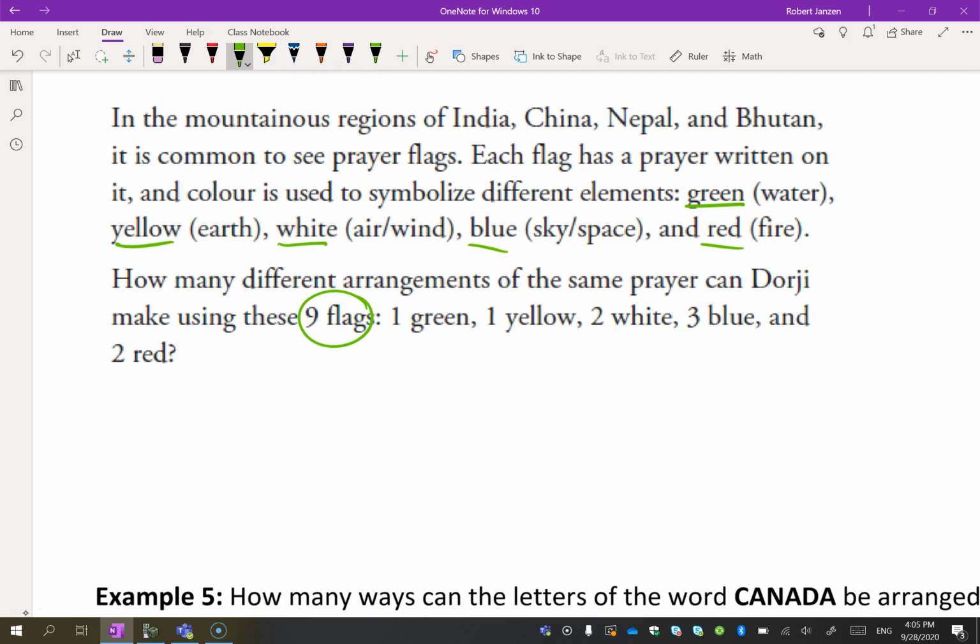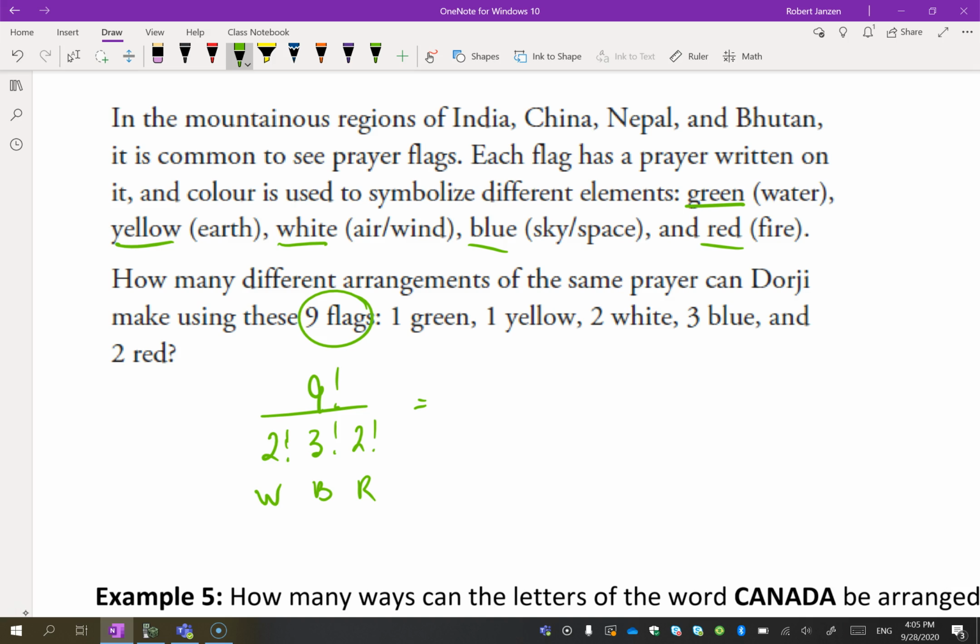Well, if you just had 9 different flags, you would go 9 factorial. But some of them repeat. There are 2 white, there are 3 blue, and there are 2 red. So that question, maybe it looked different when you read it, but really it's the same idea. And I want you to get used to recognizing that whether we rearrange letters or numbers or flags or whatever, the principles are all the same.